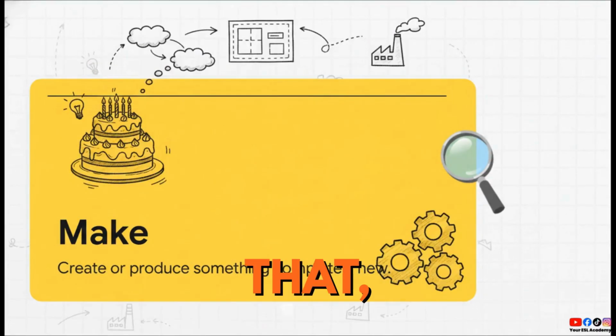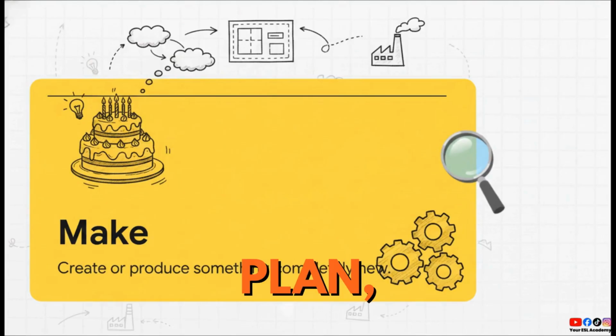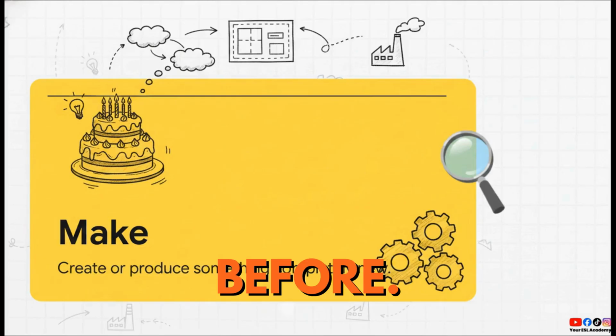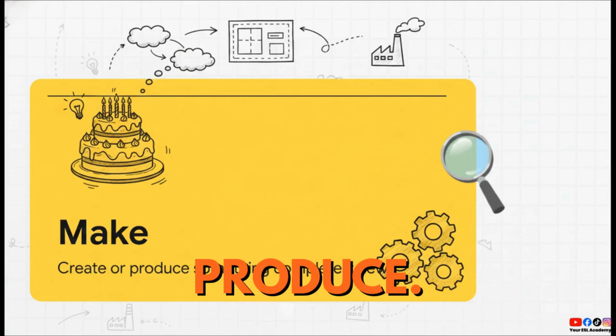On the flip side of that, we have make. We use make when we create or produce something totally new. You make a cake, you make a plan, you make a decision. See the difference? You're producing an outcome that simply wasn't there before. So the mental shortcut to remember here is make equals create or produce.